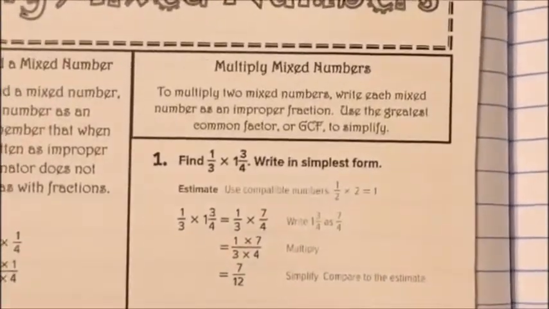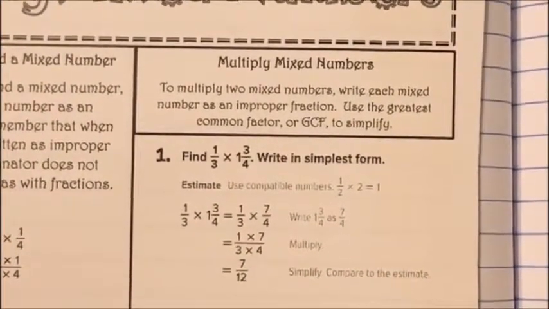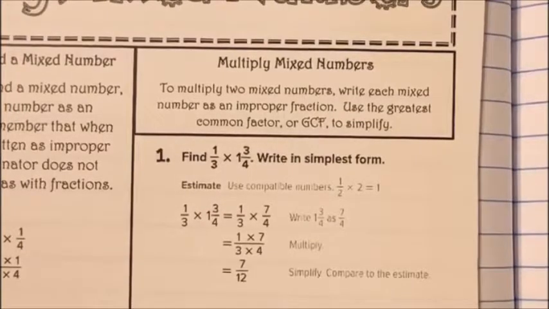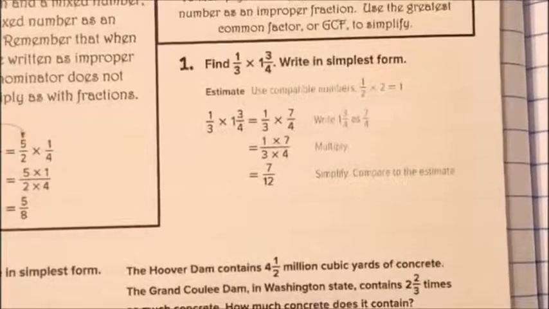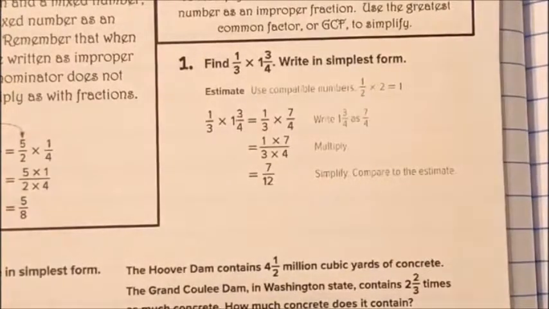When I multiply two mixed numbers, write each mixed number as an improper fraction. Use the greatest common factor, or GCF, to simplify. So for example, number 1, it says find 1/3 times 1 3/4. Write in simplest form.